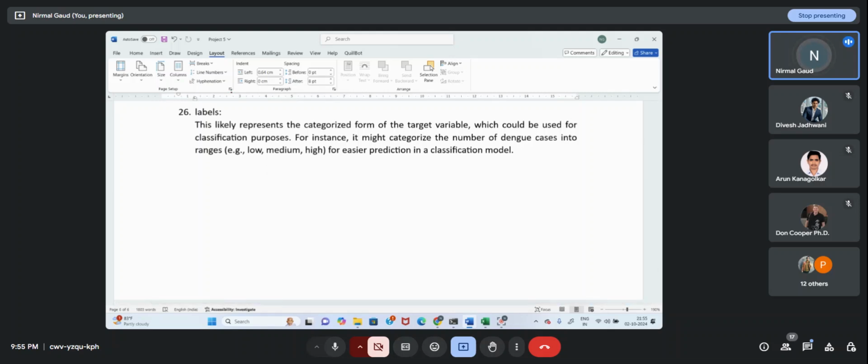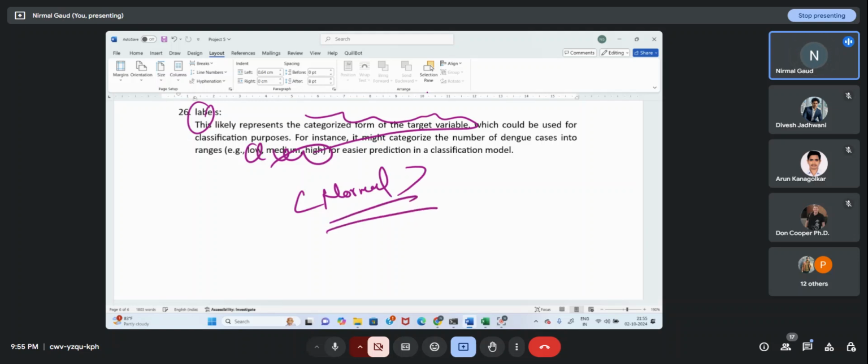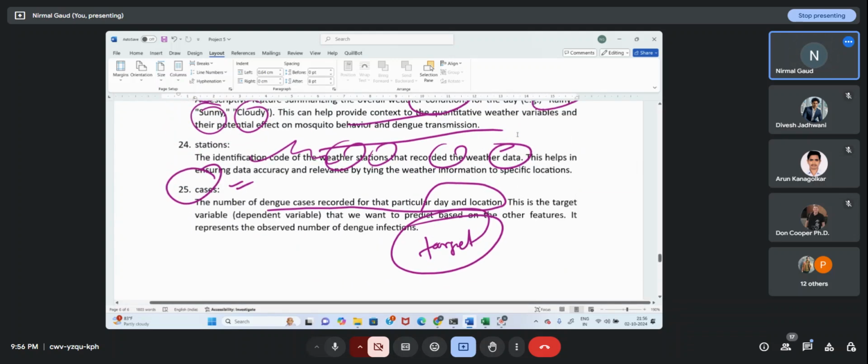Labels are just like low, medium, and high, a category. However, in our case, it is just normal. Only one is present, normal. So we are not going to keep this as a target. Our target is dengue case prediction.